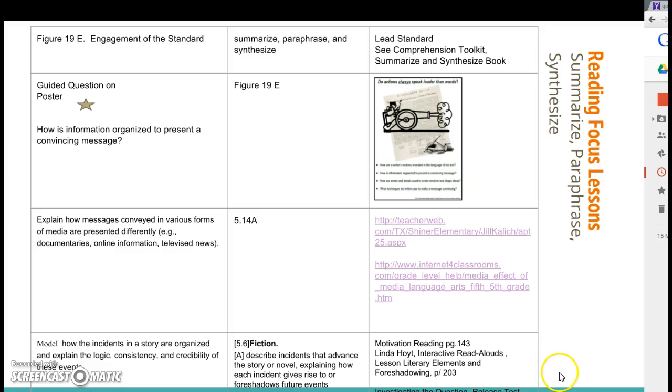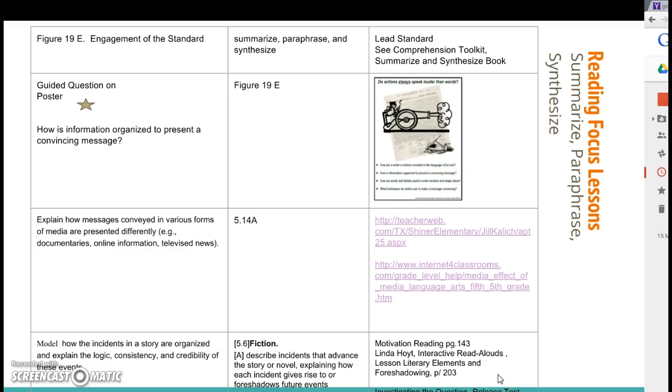One of the biggest ones is Fiction 5.6, and this is the skill that we did not do very well on last year in STAR. So it's about foreshadowing events. There are some great resources, motivation reading. I've given you some specifics here. The Linda Hoyt, I'm going to show you what that looks like in just a moment. The lesson literacy elements and foreshadowing lesson is on page 203 in the Linda Hoyt. That is in your library. Every librarian has purchased that.